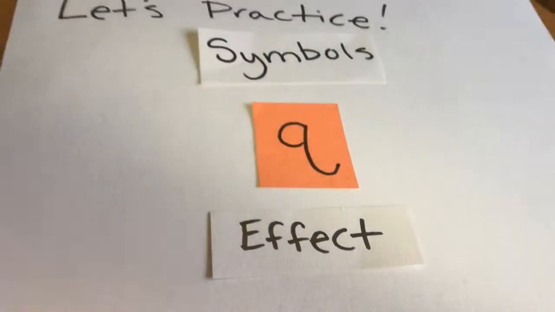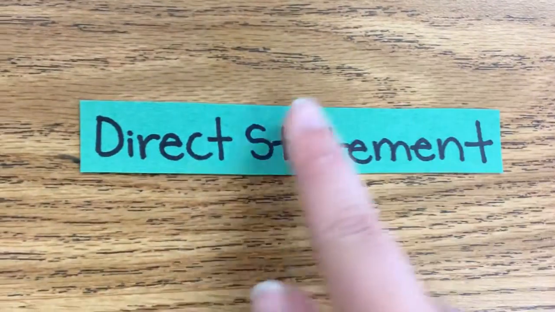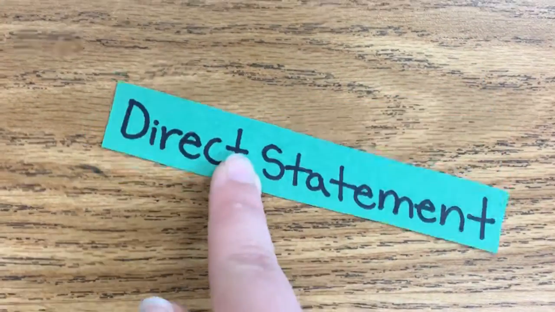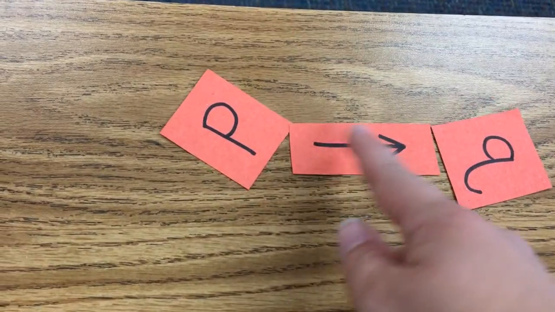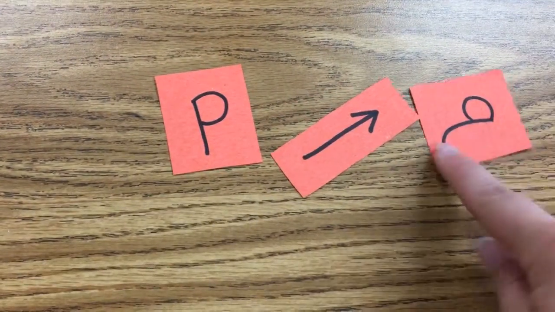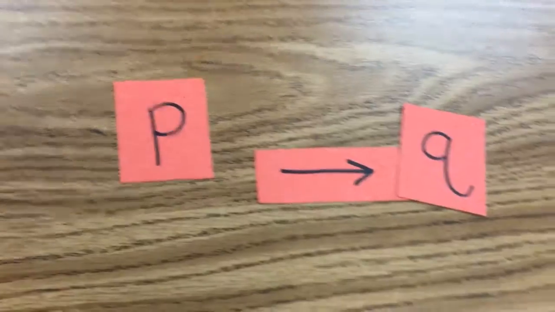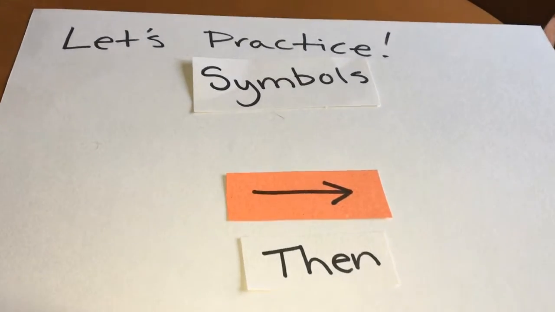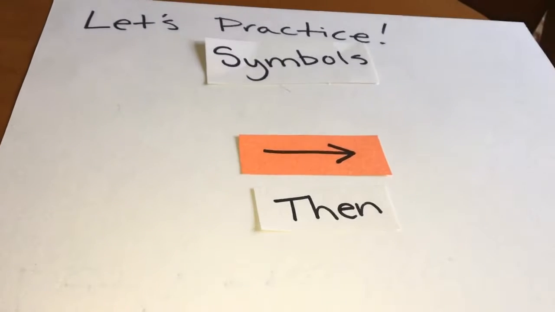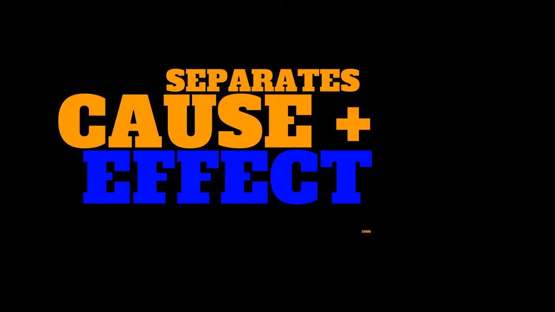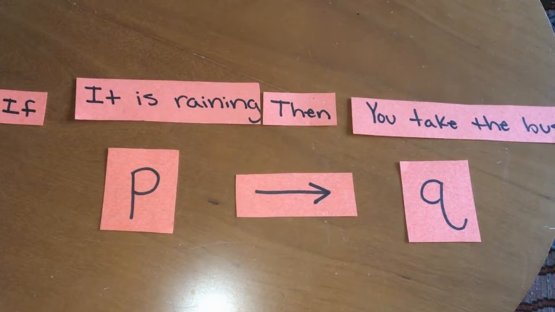There are four kinds of conditional statements. The first is the starting sentence, known as the direct statement. This is represented as P arrow Q. If it is raining, then you take the bus. The if it is raining part is the P, and Q represents you taking the bus. The arrow represents the then of this sentence. This is what separates the cause and the effect. This statement can be broken down into these simple terms: if P, then Q.